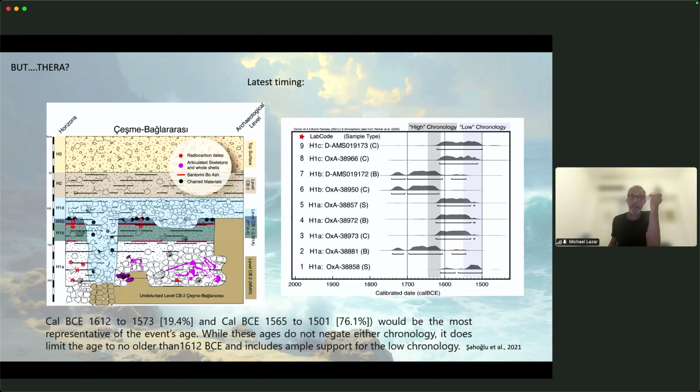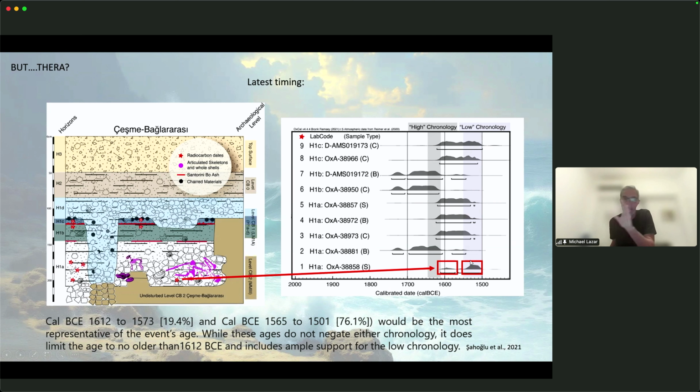So I started looking at Thera, and I started looking at the timing of Thera. And I remembered this paper that came out in PNAS in 2021. And they presented two chronologies. What's interesting about this paper is I thought that this was the paper that would solve the dating issue for the eruption of Santorini, because they found two skeletons, the skeleton of a male and the skeleton of a dog. And they dated, you see the little red star beneath the skeleton of the man. They dated this, and they found that two possible dates exist. They have the 1612 to 1573, what they call the high chronology, and 1565 to 1501, which is more probable, and this is the low chronology.